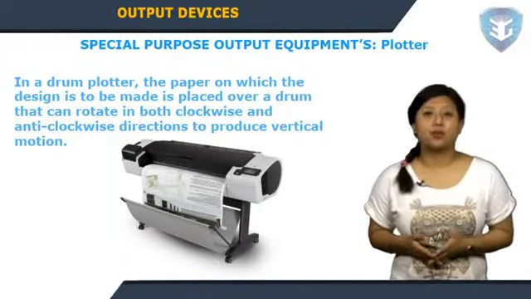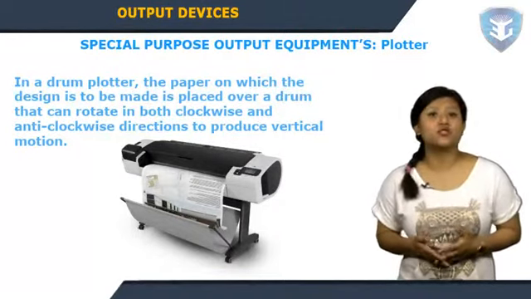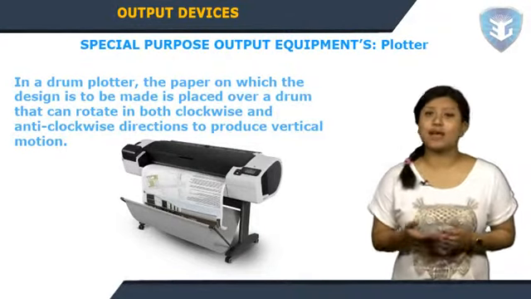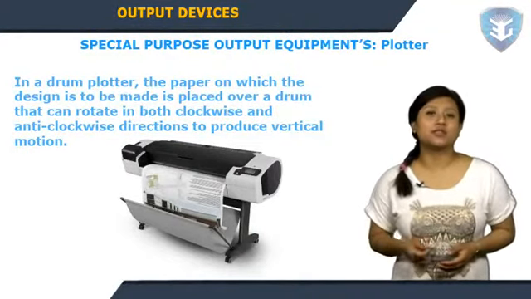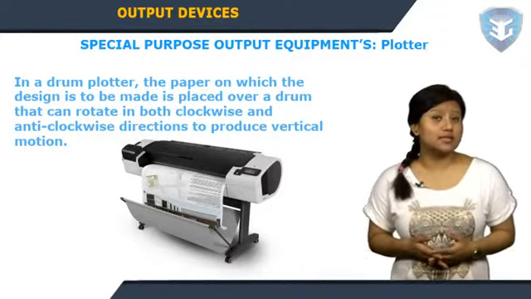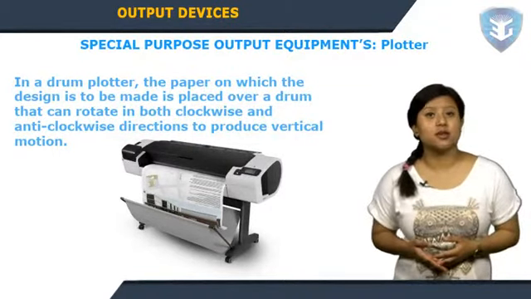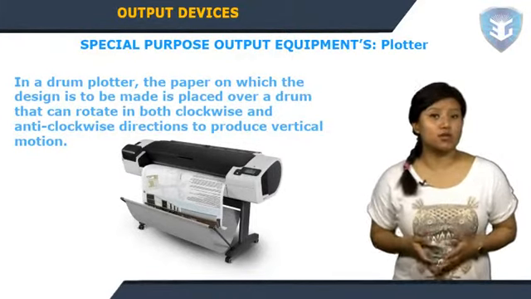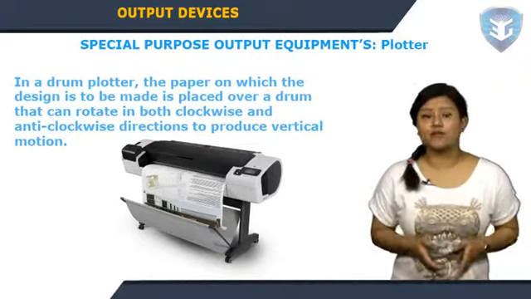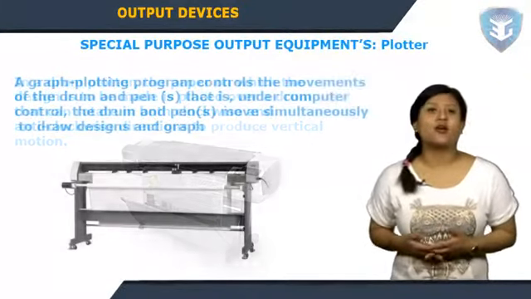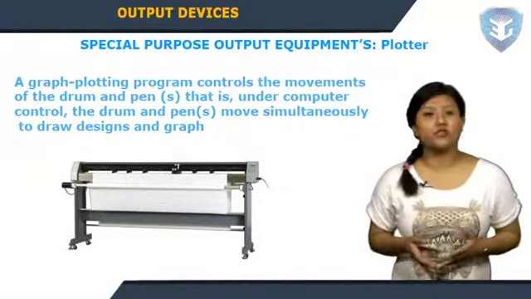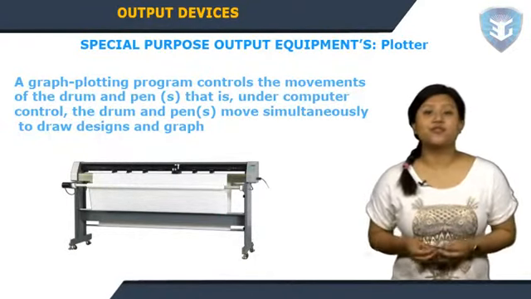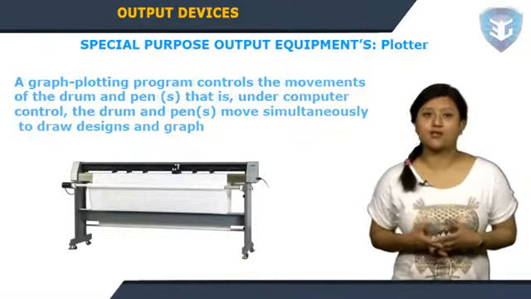Special purpose output equipments. Plotter, drum plotter. In a drum plotter, the paper on which the design is to be made is placed over a drum that can rotate in both clockwise and anti-clockwise directions to produce vertical motion. The mechanism also consists of one or more pen holders mounted perpendicular to the drum surface. The pens clamped in the holder can move left to right or right to left to produce horizontal movement. A graph plotting program controls the movements of the drum and pen. That is under the computer control. The drum and the pen move simultaneously to draw designs and graphs.